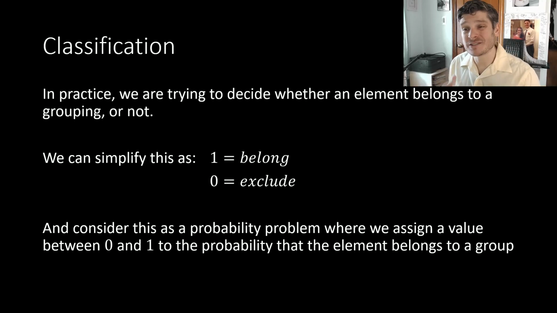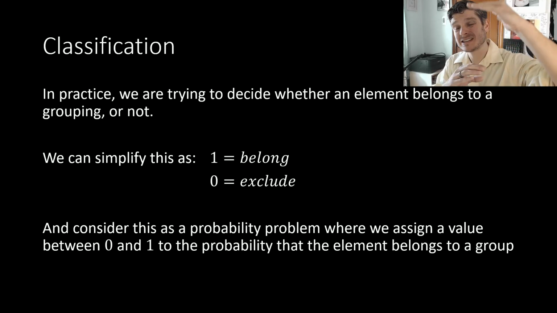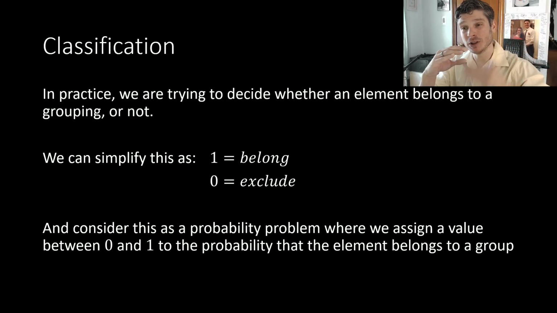Now, when we do classification, in practice, we're basically trying to decide, does the element in question belong to a group, or does it not belong to that group? And again, we can typically simplify this as a very binary operation. Either 1, it belongs, or 0, it does not belong in the group. And what we can do is consider this as a probability problem, where we take each individual element and assign it a probability between 0 and 1 about whether it belongs in that group or not. Then we can set a threshold of probability that says, if it's above this value, it's above my threshold, then we're going to put it in the group. And if it's below my threshold, I'm going to exclude it from the group. I'm not going to keep it there.